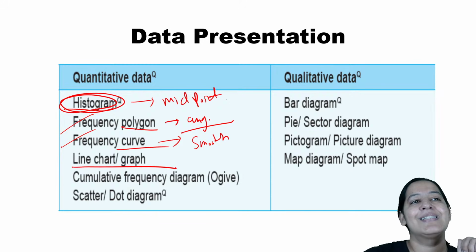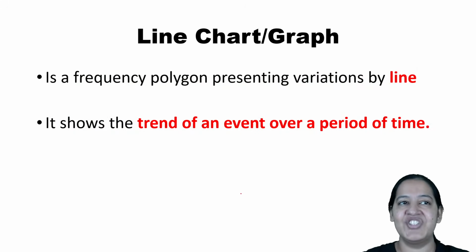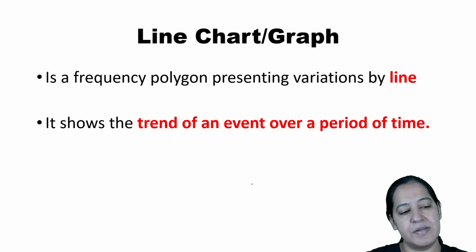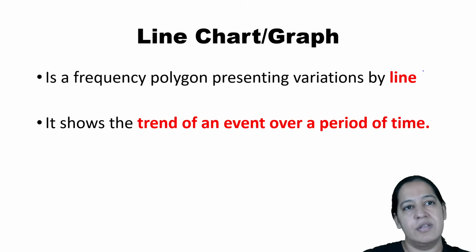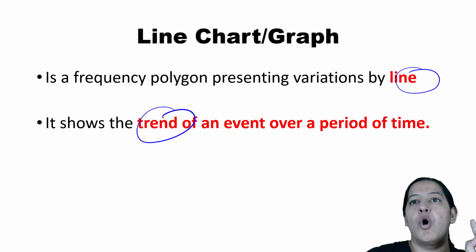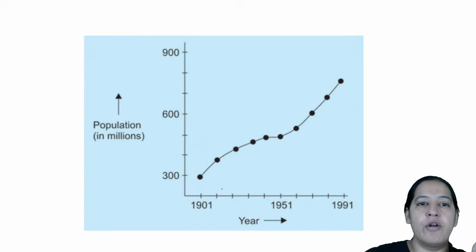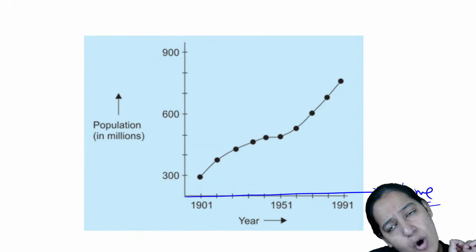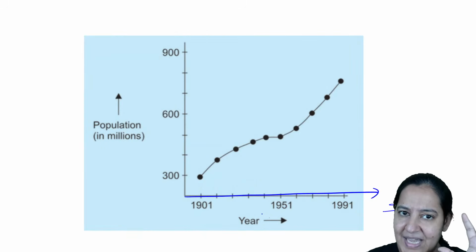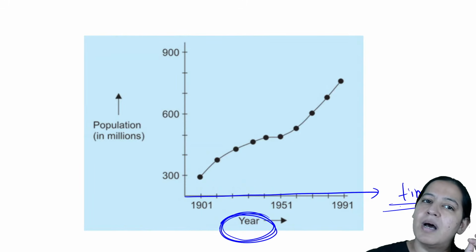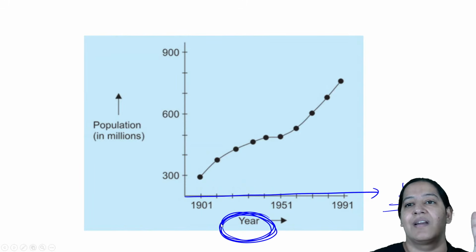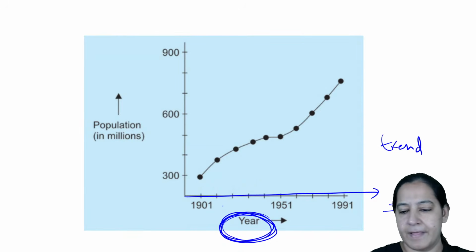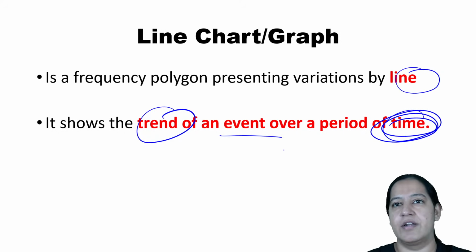Coming to the next thing, the line chart or line diagram. How is a line chart or line diagram represented? There is a line. It will show a trend over a period of time. Time is compulsory. On the x-axis, you always take time. Time can be in seconds, minutes, weeks, months, years, whatever it is. But time is there. If time is there, it is known as a trend, a trend of an event over a period of time.